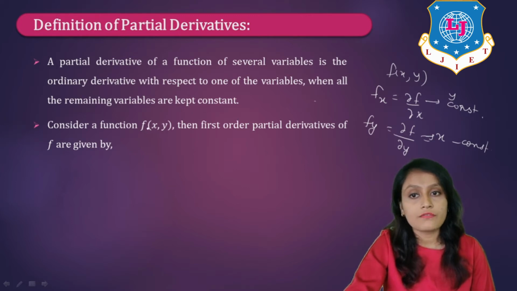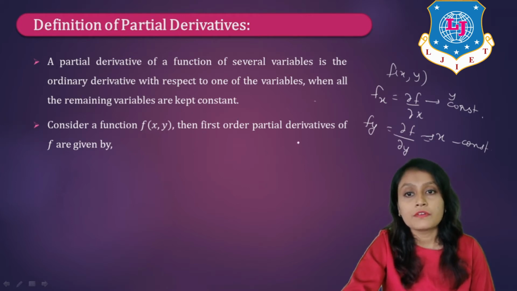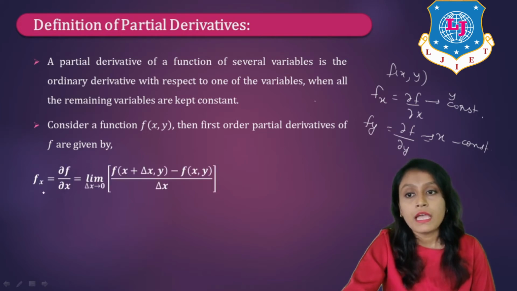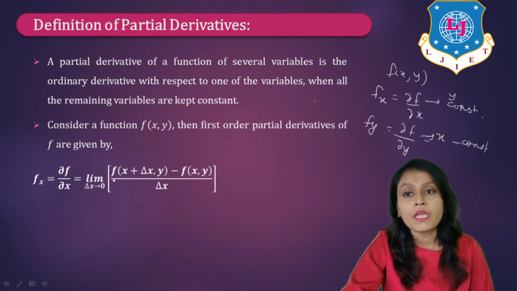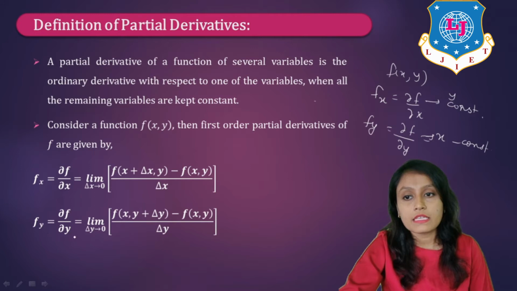Now let's consider a function f of xy. Then the first order partial derivatives of f are given by fx. This is the formula using definition. So fx is equal to del f by del x is equal to limit delta x tends to 0 f of x plus delta x comma y minus f of xy upon delta x, and fy is equal to del f by del y equals limit delta y tends to 0 f of x comma y plus delta y minus f of xy upon delta y.